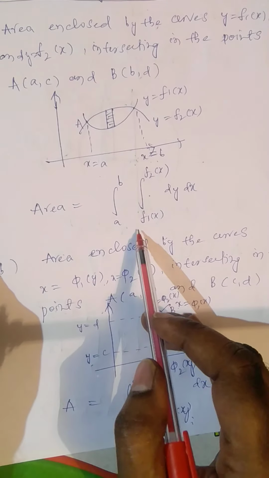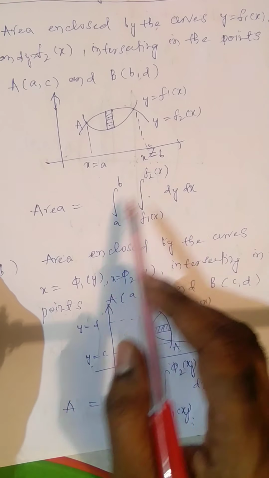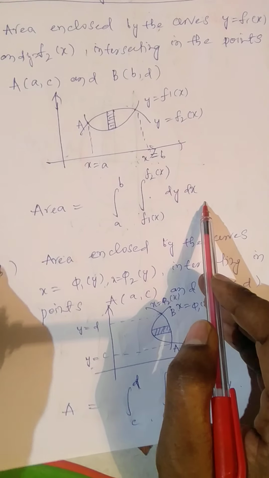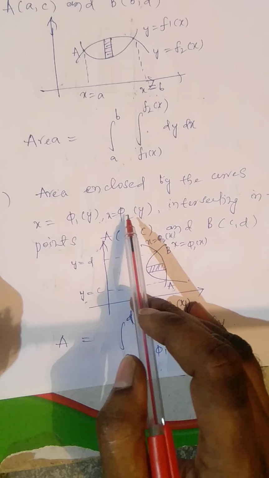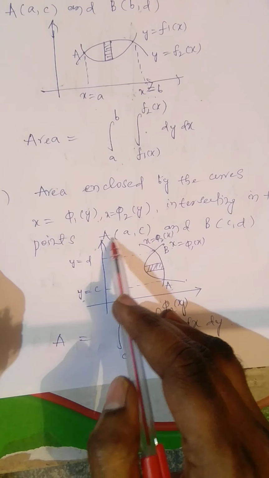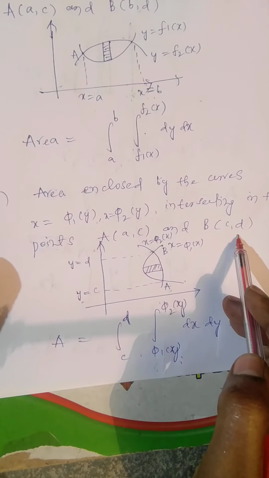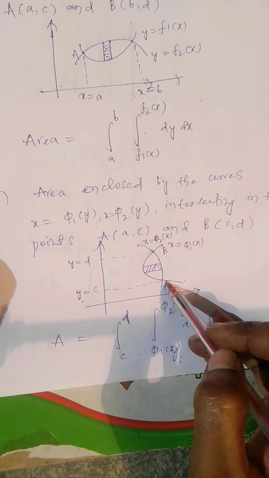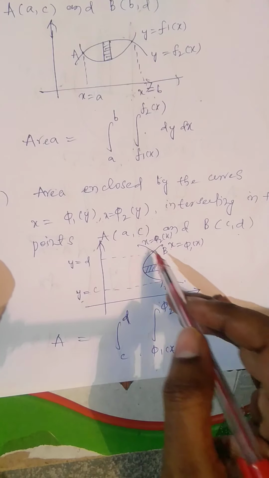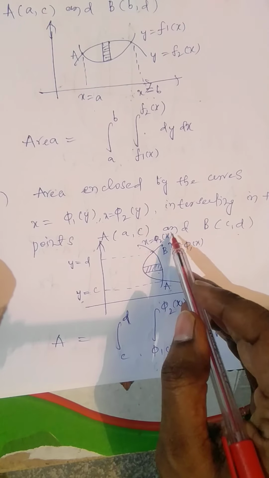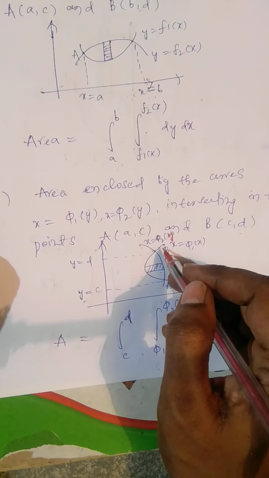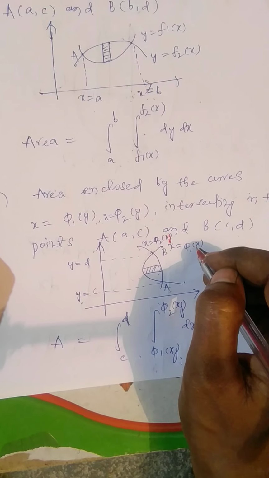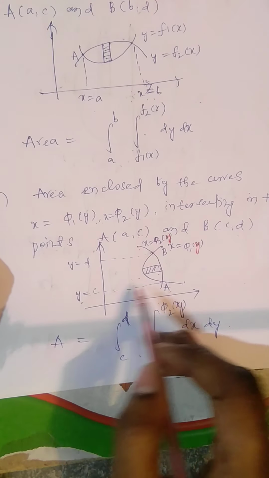How can we find this area? We can use the formula: area equals the double integral, y equals f1 of x to f2 of x and x equals a to b, dy dx. Similarly, suppose the area enclosed by the curves x equals psi 1 of y and x equals psi 2 of y, intersecting at the points A(a, c) and B(c, d). This is the area bounded by the two curves x equals psi 1 of y and x equals psi 2 of y, and y equals c to d.